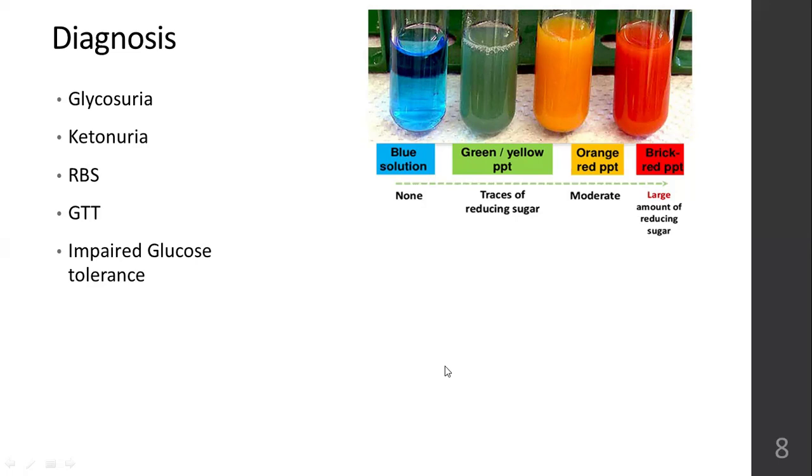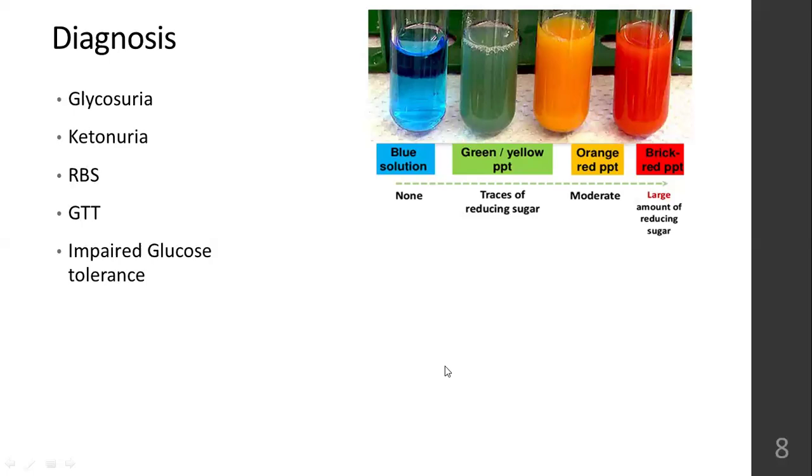If there is no change in the color, it stays blue, there is no glucose. If it changes into green or yellowish color, trace amounts of sugar are there. If it is orange, moderate. If it is brick red in color, a large amount of glucose is there. So that is the Benedict's test, a simple test that can be done in community health settings as well. You just have to collect the urine sample, mix an equal amount of Benedict's solution, and heat the test tube.